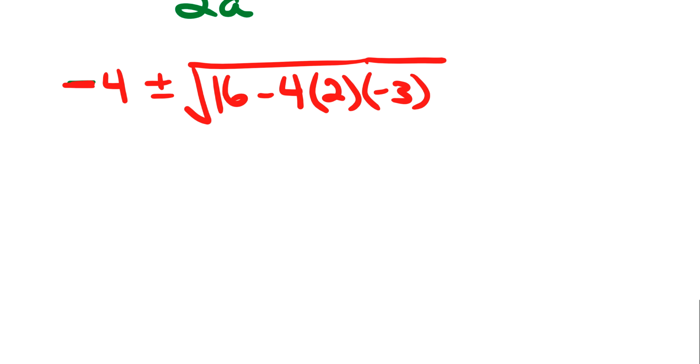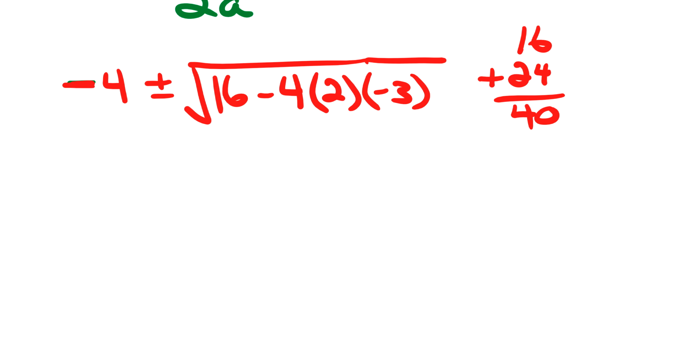All right, so let's do this. I've got 16, so I'm going to do this right side of the discriminant here. Negative 4 times negative 3 is positive 12. 12 times 2 is 24. So that's going to end up being 16 plus 24, and that's going to give me 40. Now, how about if I simplify that square root of 40? Shall we?